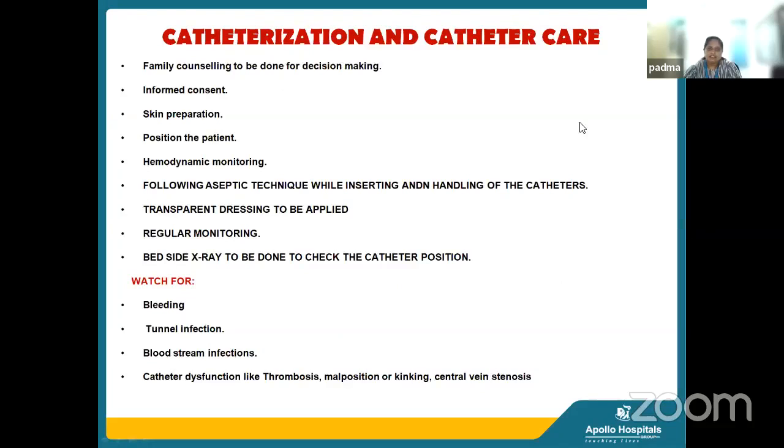Catheterization and catheter care will be, first, we need to counsel the family for decision making, the CRRT procedure and catheterization. Informed consent will be taken before the procedure. Then skin preparation, positioning of the patient and continuous hemodynamic monitoring, and follow aseptic technique while inserting and handling the catheters. A transparent dressing is to be applied to monitor for bleeding, with regular monitoring of the patient.